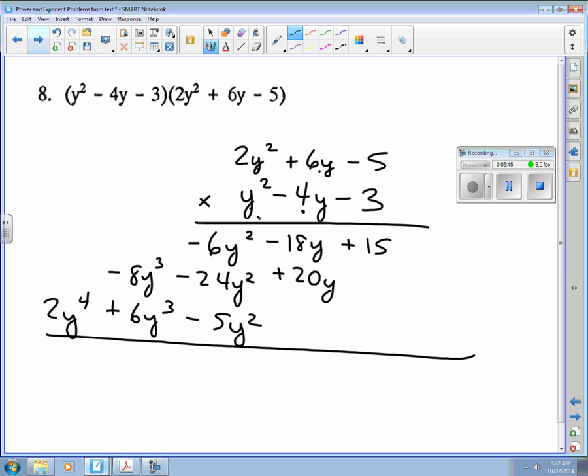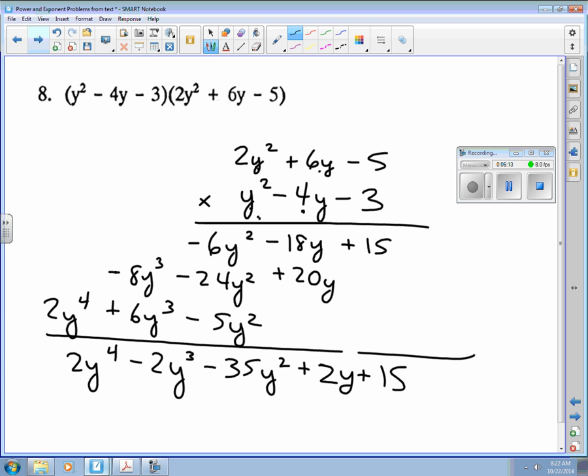Collecting like terms. Don't have to worry about carries in these either. 15 is just 15. Negative 18 plus 20 is plus 2, plus 2y. Negative 6 minus 24 more is negative 30. Minus 5 is negative 35y squared. Negative 8 plus 6 is negative 2y cubed. And 2y to the 4 has nothing to combine with. And there you have it.